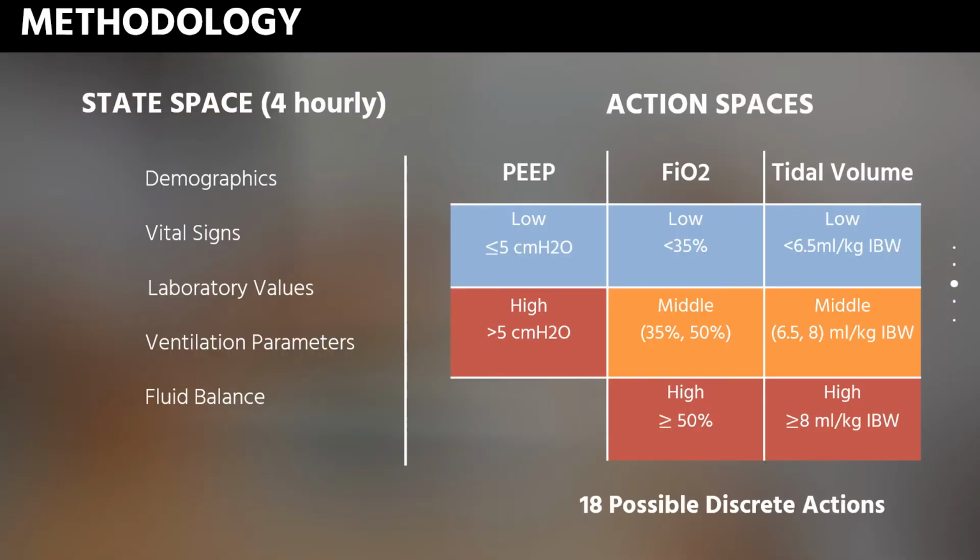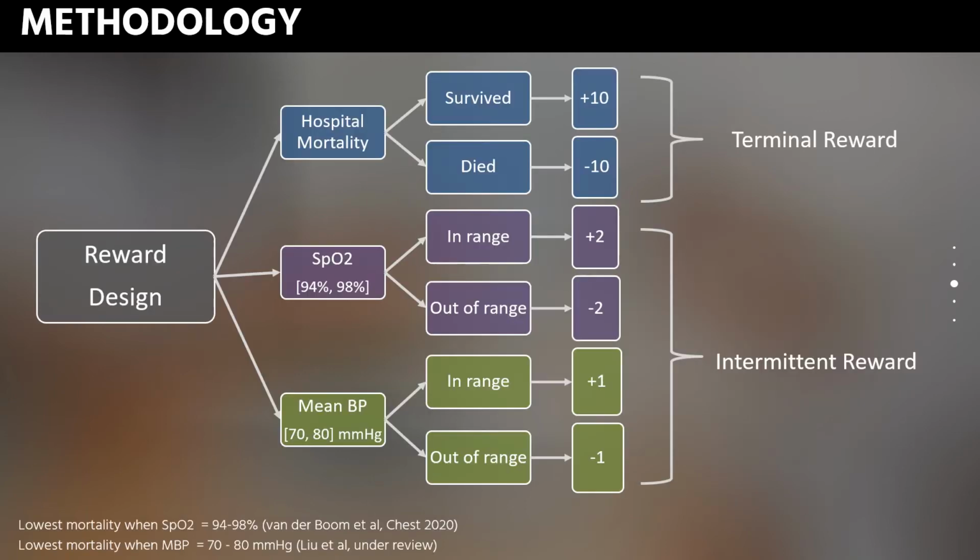Next, I will talk about our RL design. We constructed our state space with these variables to reflect the health status of a patient in every 4-hourly window. The action space was constructed as 18 possible discrete actions from the combinations of low, mid, high categories of the 3 ventilator settings, PEEP, FiO2, and tidal volume. Part of our RL model reflected the objective of the RL agent, which is to maximize survival and to keep certain blood gas and vital signs within optimal ranges. Hospital mortality was used as a terminal reward, whereas oxygen saturation and mean blood pressure were applied as intermittent reward.